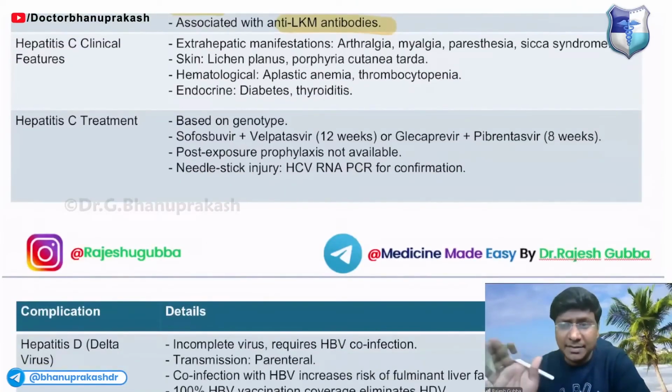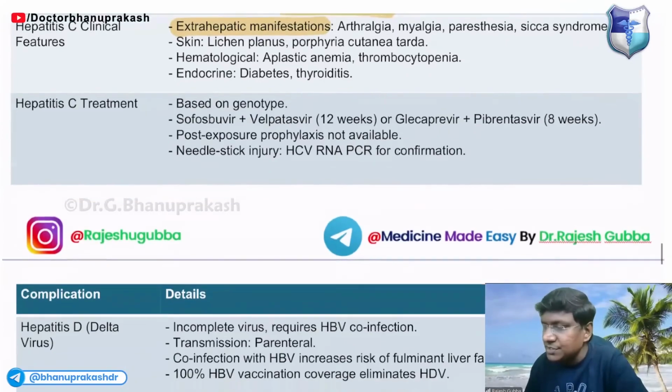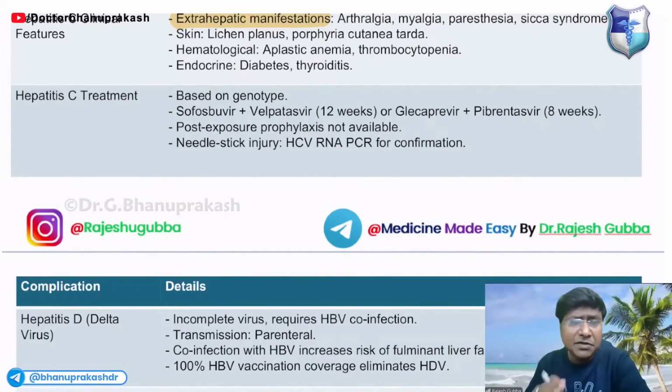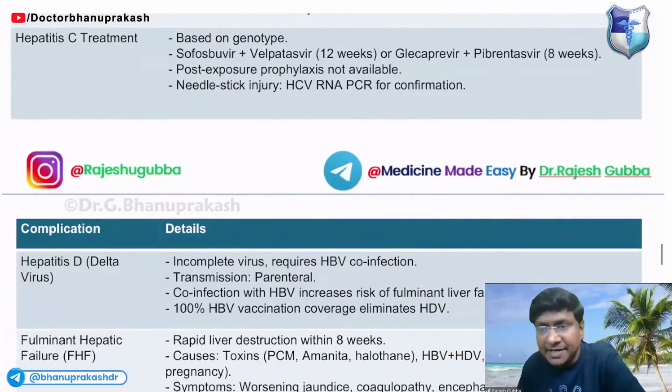And among all the viral hepatitis, please remember the viral hepatitis which is associated with extrahepatic manifestation will be hepatitis C. What will be that extrahepatic manifestation? I have given you the list there, right? One thing please remember, they have given you 4 options of hepatitis A, B, C, D, but if some extrahepatic manifestations are there in the given clinical scenario, blindly close your eyes and mark hepatitis C, right? So what will be that extrahepatic manifestation? Arthralgia, myalgia, paresthesias, lichen planus, aplastic anemia, diabetes mellitus. So these are all the extrahepatic manifestations.